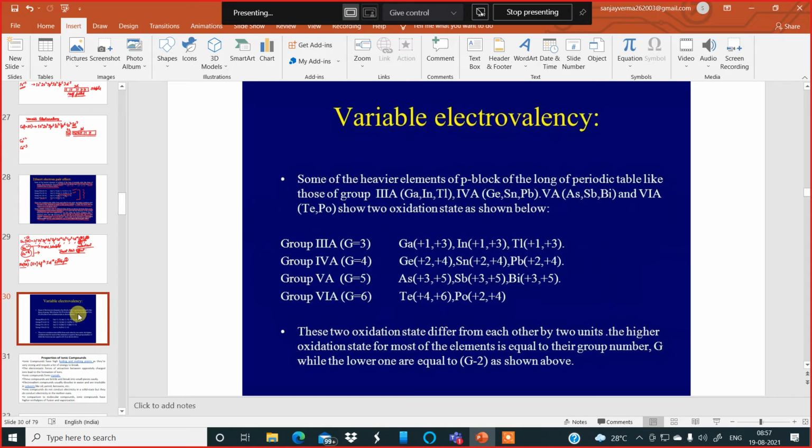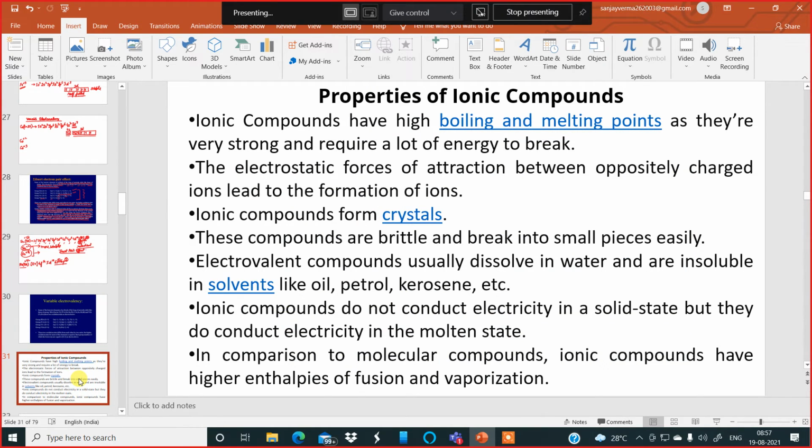Now, moving to one more slide over here, variable electrovalency. This is something which I have already explained. Now let us go to the next slide in this chapter, properties of ionic compounds. With regard to properties of ionic compounds, we already know that they have high melting points and high boiling points, and they are very strong and require a lot of energy to break. That means they possess very high dissociation energy.